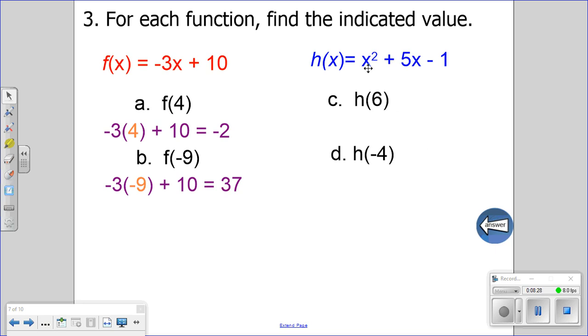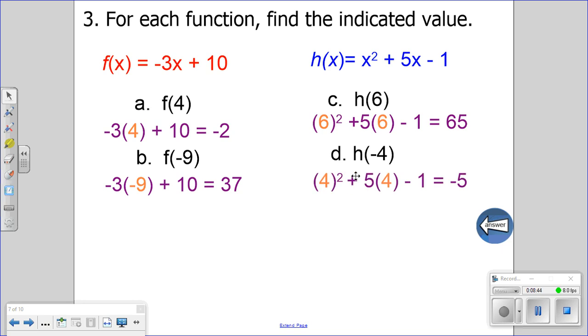Here we do the same thing. Now there are 2 x's here, so when I've substituted in the 6, I need to make sure that we put it in both places. So 6 squared and 5 times 6, and then you subtract and you get 65. And the same thing for the negative 4. Now I know that I put 4 here. I'm going to go ahead and add that negative sign in there because it does affect it. But the answer to this one is still going to be negative 5.